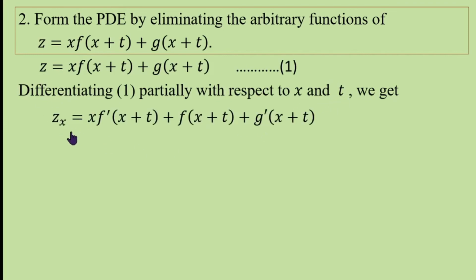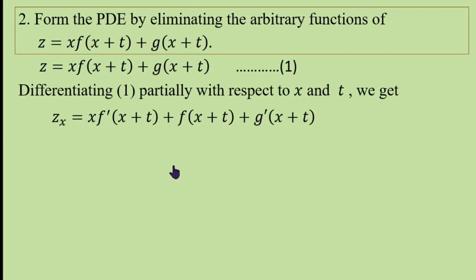When you differentiate partially with respect to x, short form zx, don't write p, just write zx equal to, use the product rule, x into the derivative of f of x plus t with respect to x, which is f dash of x plus t into the derivative of x plus t, that is 1, plus f of x plus t into the derivative of x, that is 1, plus g of x plus t derivative with respect to x is g dash of x plus t into 1, and hence x into f dash of x plus t plus f of x plus t plus g dash of x plus t.